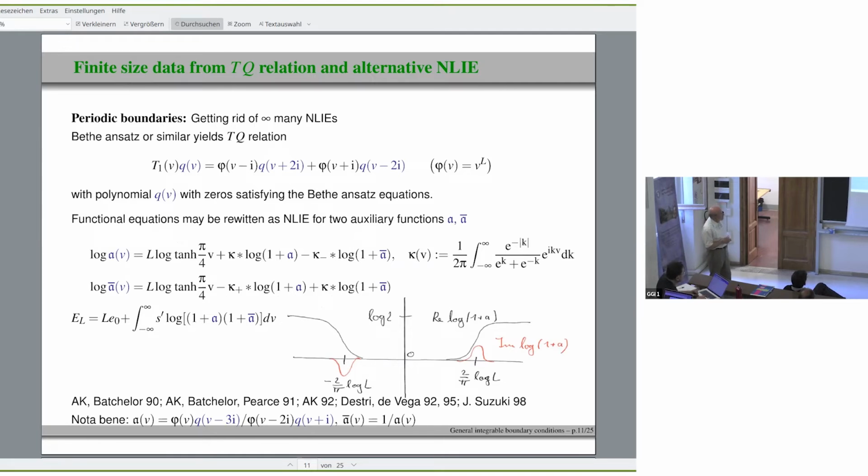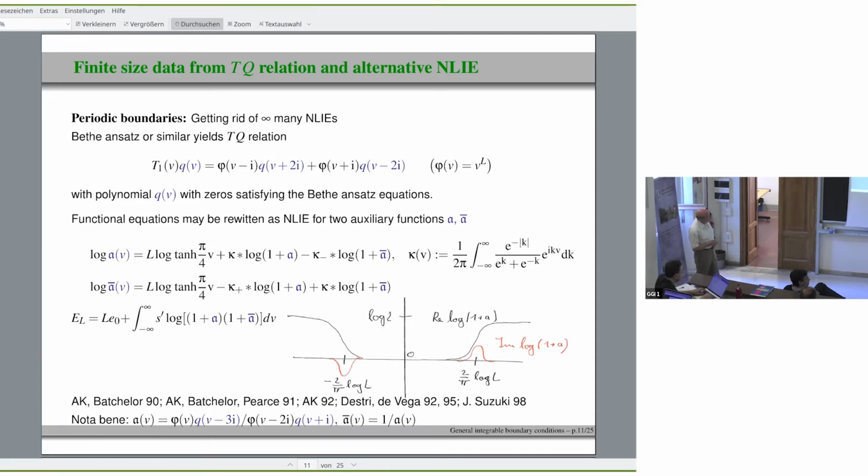Let me explain that first for periodic boundaries. We look at the TQ relation. So T1 is the first transfer matrix in the entire series, and here we only need the T1. Q is the Q function. Then we have this relation where now phi is a short term for the power of the argument, power L here. It's again L, okay, another intellectual challenge.